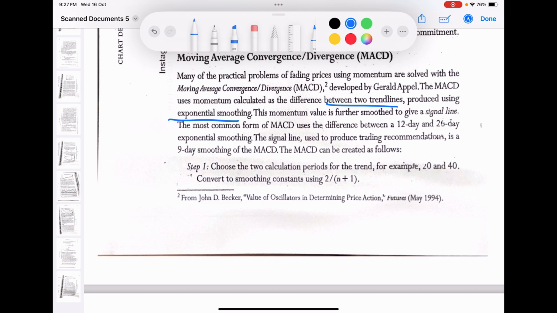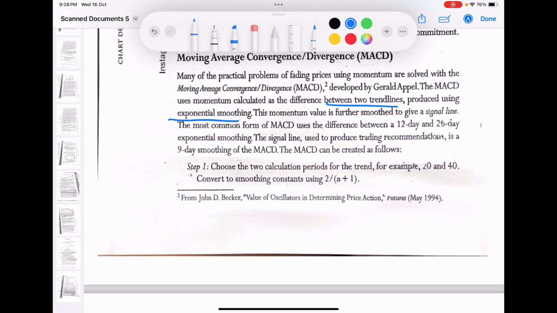The momentum value is further smoothed to give a signal line. So when do you get a signal line? After you get the momentum value by calculating two trend lines and exponentially smoothing them, when you smooth it again, that's when you get a signal line. Again, let's quickly revise how we get an MACD line. How do you get an MACD signal line?